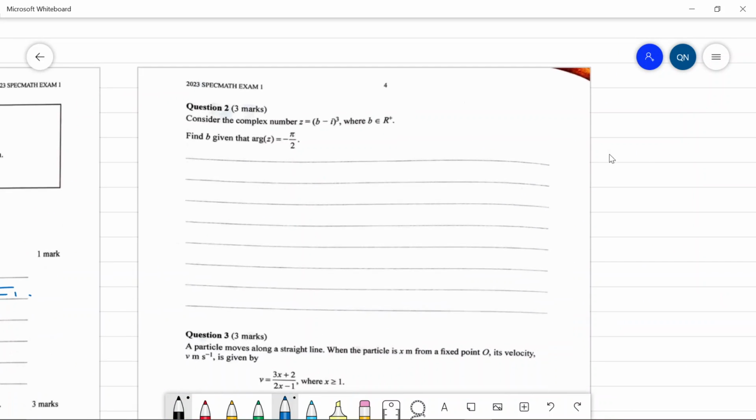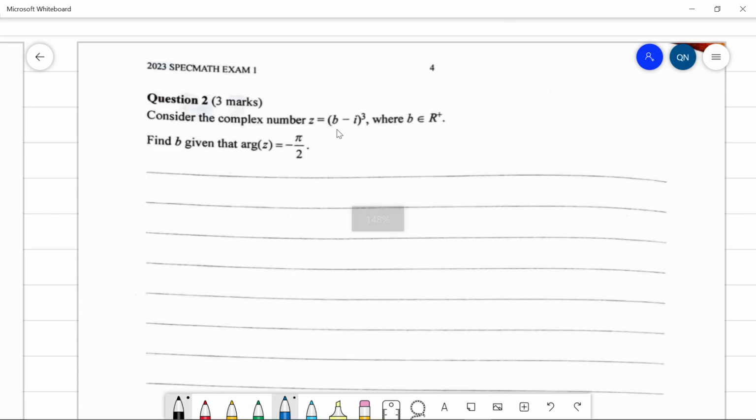Perfect. So, question 2. Complex number. Okay, we cube something. B is positive. Find b given that arg z equals negative pi on 2. Okay. So what I'm thinking, we have negative pi on 2 equals the argument of z, but that's just the argument. What is z? It's just b minus i, but we cubed this thing.